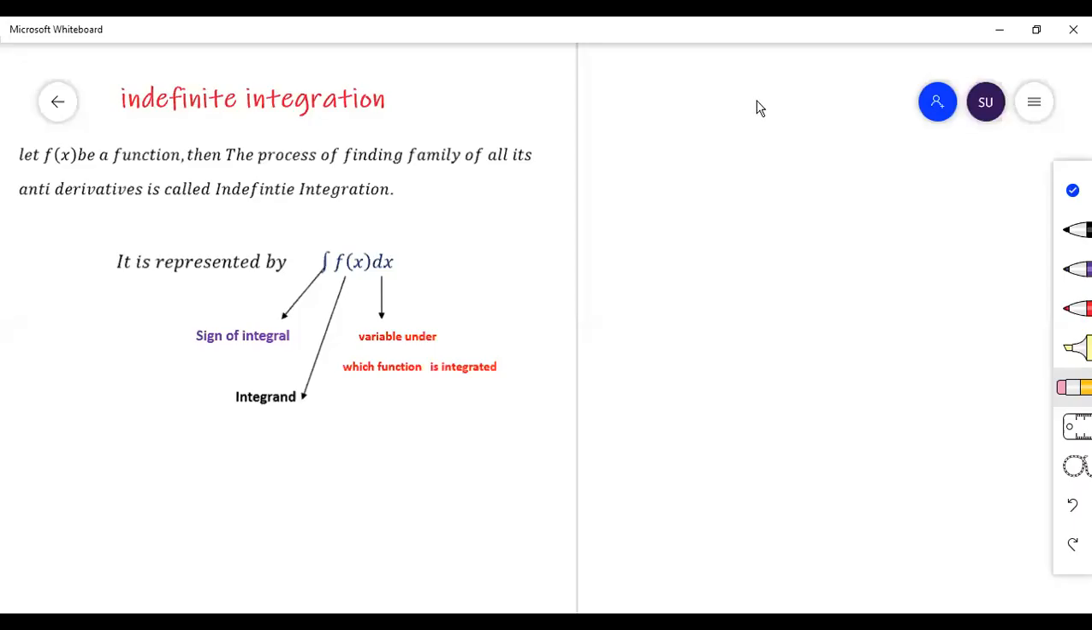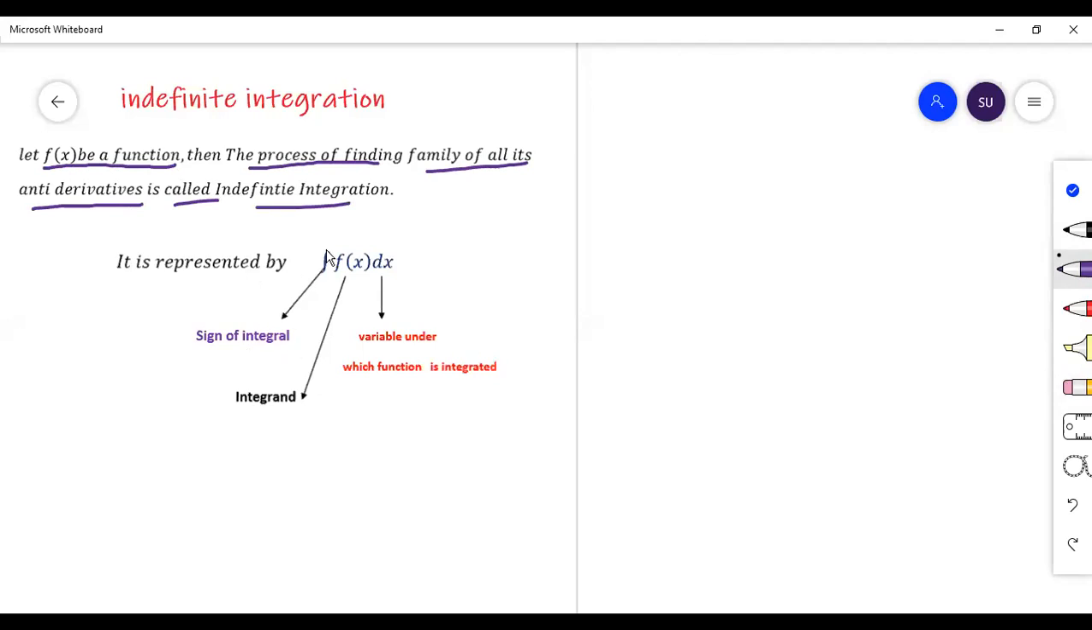First, we will understand the definition of indefinite integration. Let f of x be a function. Then the process of finding the family of all its antiderivatives is called indefinite integration. Okay, what does it mean?